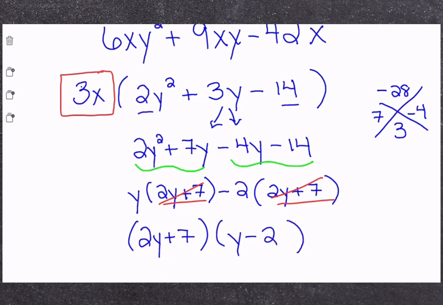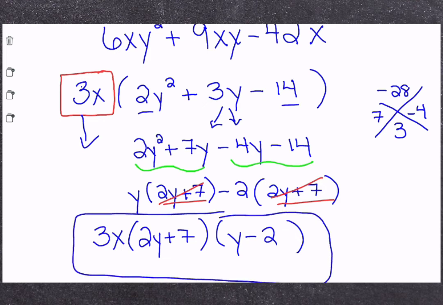And before you put a box around the answer and say, oh, I'm done, don't forget that 3x. That needs to go in the front because that's part of your problem as well. When you take out a GCF, that GCF is part of your final answer. So this is completely finished.